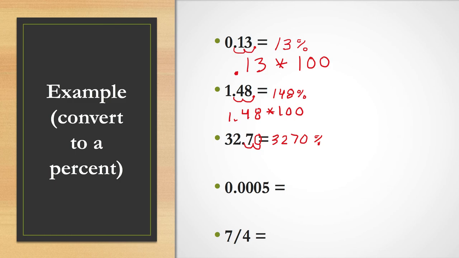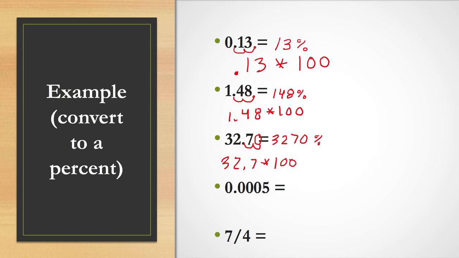All right, so in other words, 3,270%. And again, if you would prefer to do it using the other method, then you would take that 32.7 and you would multiply by 100 on your calculator and you'll get the same answer.